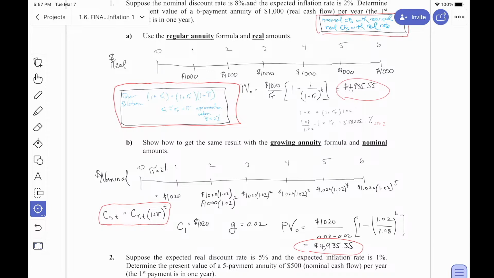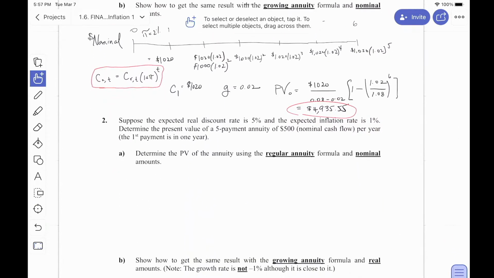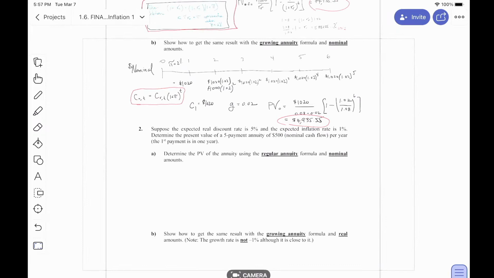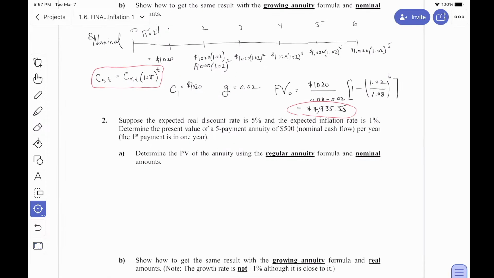Okay, so we're going to move to the second part now. In the second part, I present you a stream of cash flows that are real, and I tell you they're real cash flows. Sorry, not real. I give you nominal cash flows. I want you to convert them in the second part. In the first part, I give you nominal cash flows and I ask you to use the regular annuity with the nominal amounts. Now, since they're nominal, in the presence of inflation, their purchasing power will decrease, and that's what you're going to see.